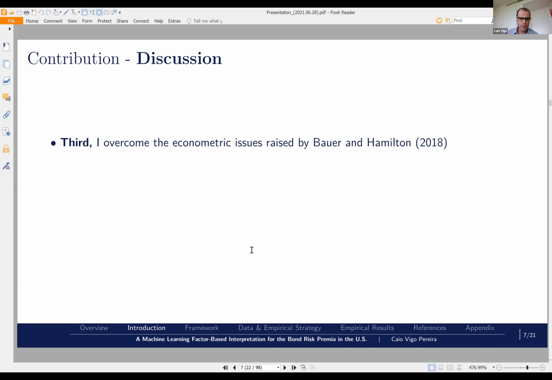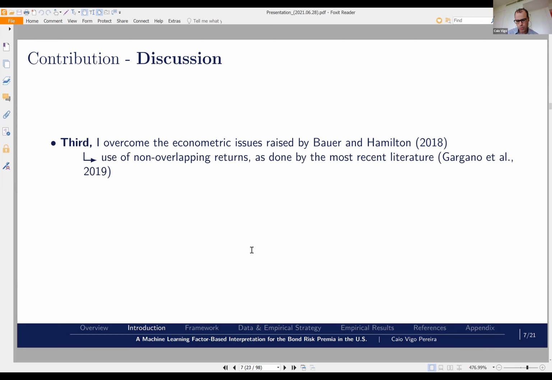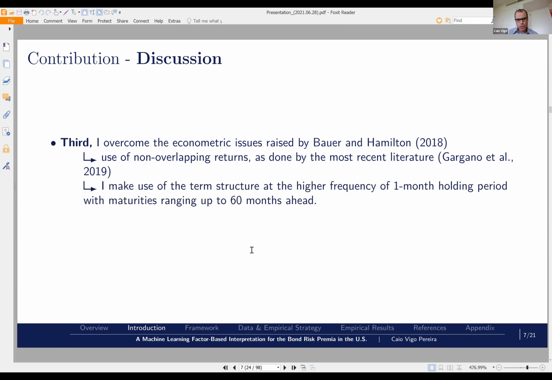So Bauer and Hamilton said how problematic many of the factors proposed in the literature are, because they did not take into consideration overlapping returns, and he showed problems with that. So I overcome this problem. I'm showing results for 1 month holding periods, so I avoid all this problem in the prior literature. And fourth, I also start the process, as I mentioned, with only information on the term structure.